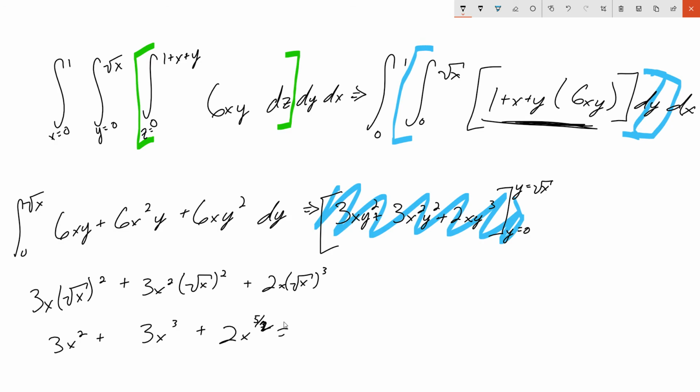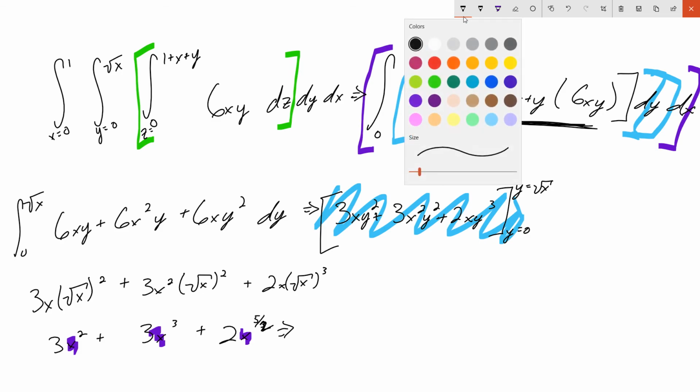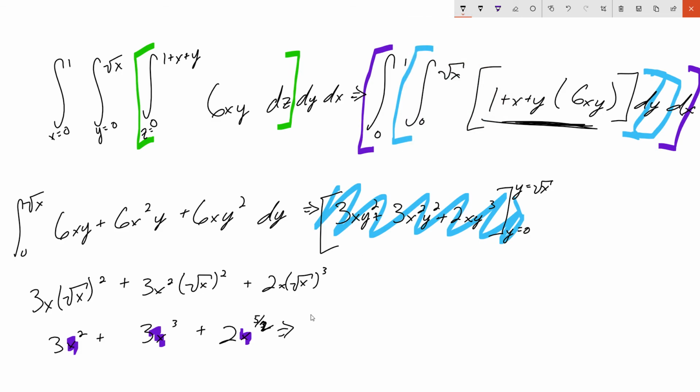Okay, so we're almost there, and all we have left to do is integrate our x bounds. And thanks to that last part, all of our terms are x. So this is just going to be a simple power rule. I'm sure we can all solve this on our own, but I'll just fly through this. So again, we still have x bounds from 0 to 1: 3x squared plus 3x cubed plus 2x to the 5 over 2 dx.